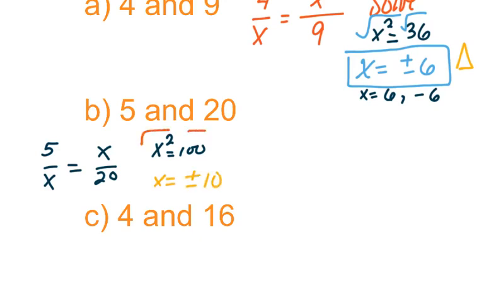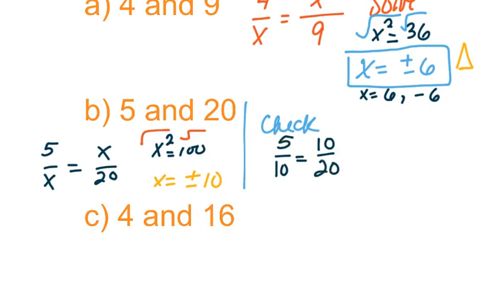Now what we're going to do is we're going to do a check. I didn't do a check in the first example, but I'd like to show you the check in this second problem. So our check, we're going to make sure that 10 here and 10 here check out. So let's go ahead and look at that.